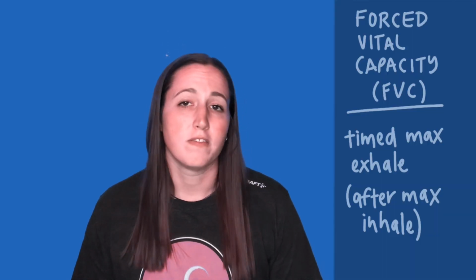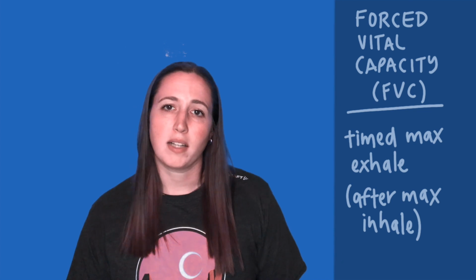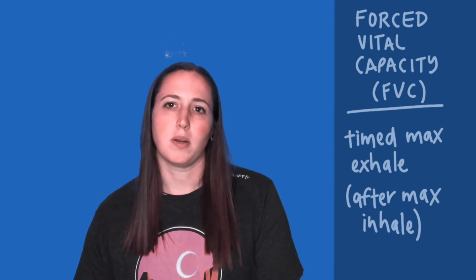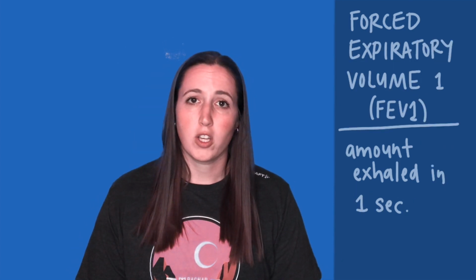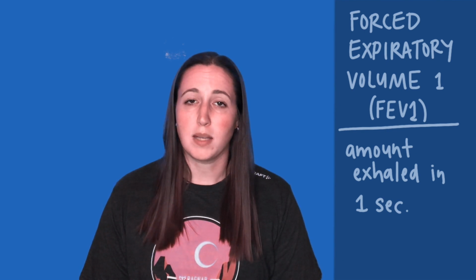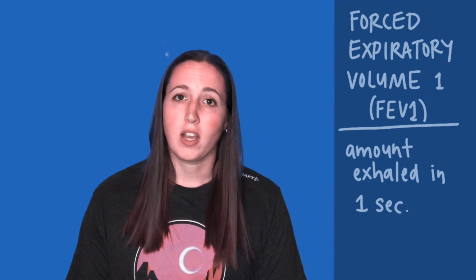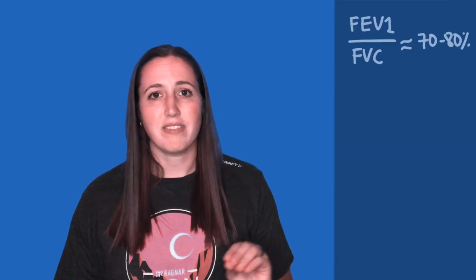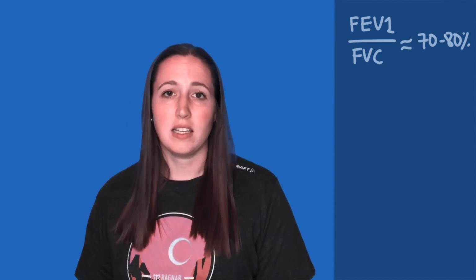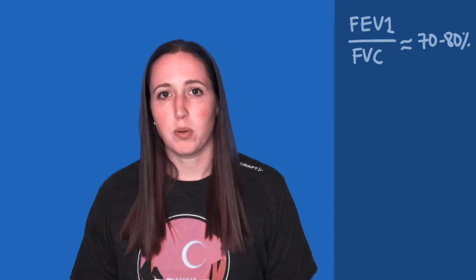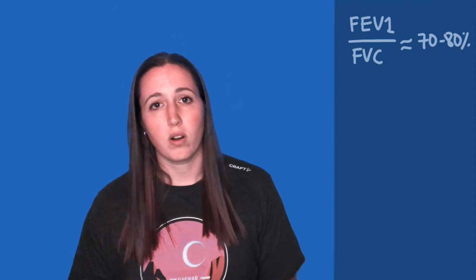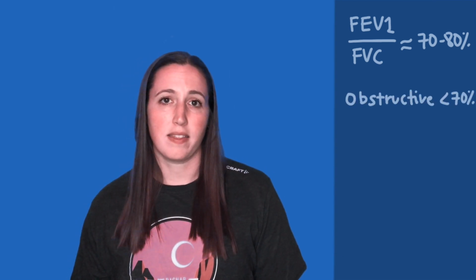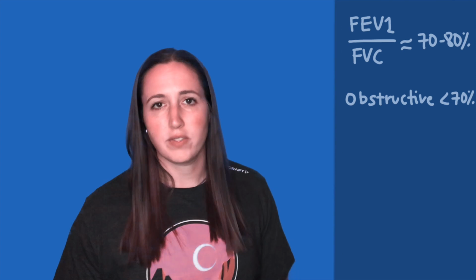A few other tests that may be important to know are forced vital capacity, which is measuring a maximum exhale after a maximum inhale. Forced expiratory volume is a measurement taken during the same test. You'll take a measurement of how much air was expired just in that first second. These are really important to know as far as diagnoses go, because if you take the FEV1 over the FVC, this should be about 70 to 80%. However, one of the criteria for diagnosing COPD is that this is lower than that 70 to 80%.